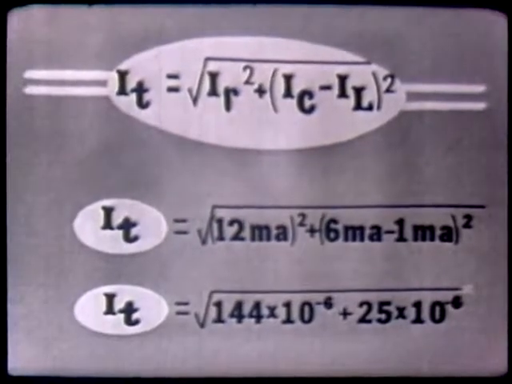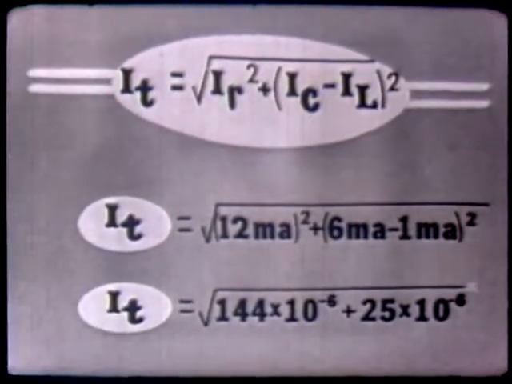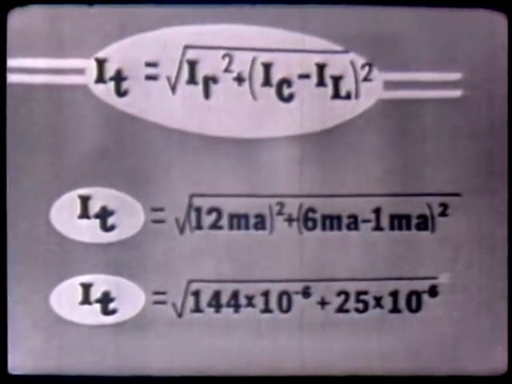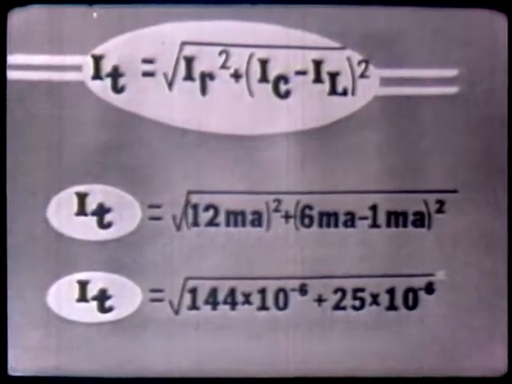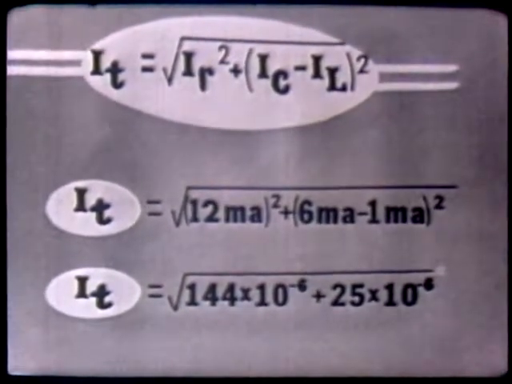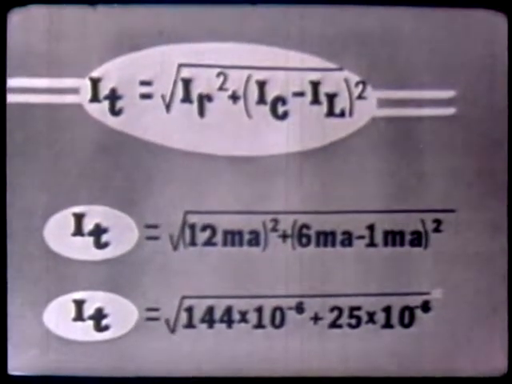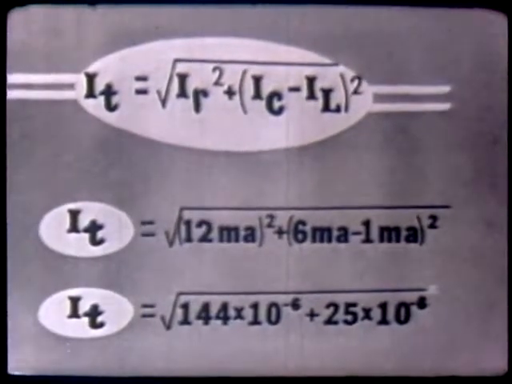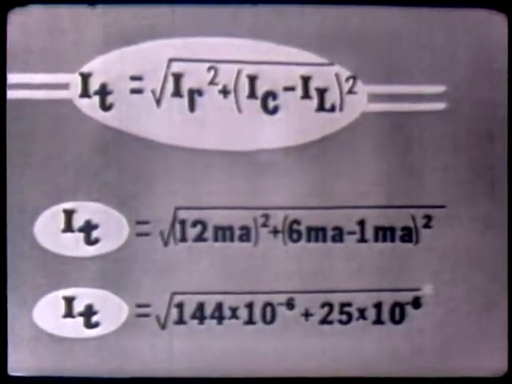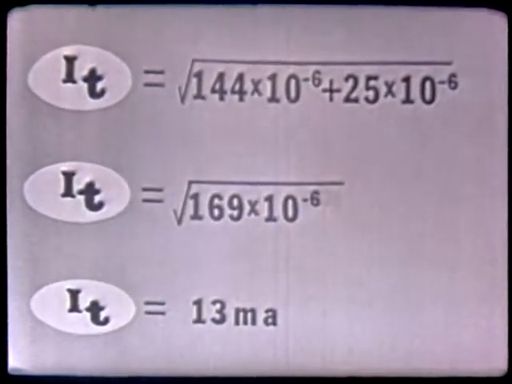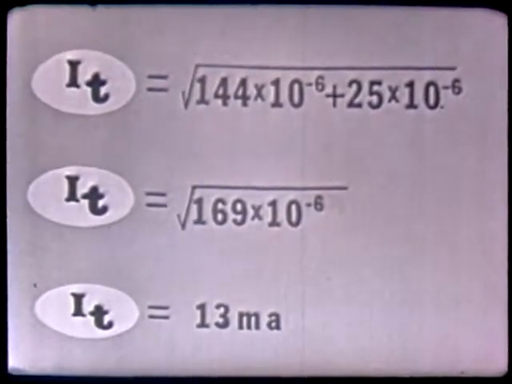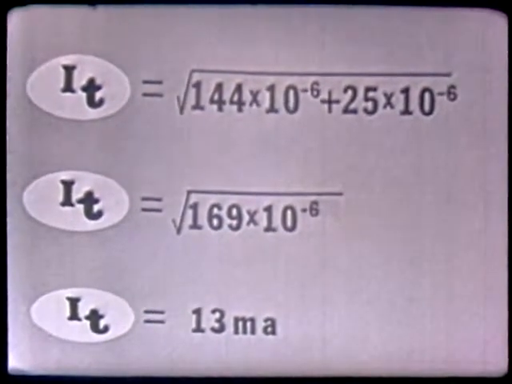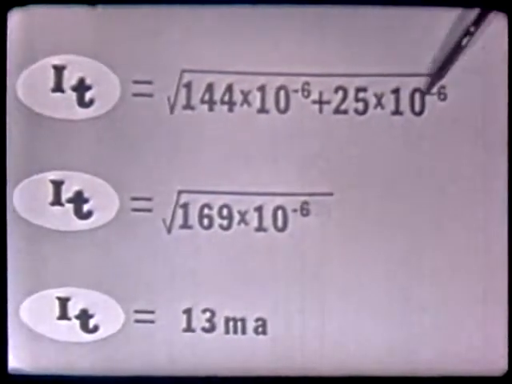Substituting into this formula 12 milliamperes for IR, 6 milliamperes for IC, and 1 milliampere for IL, and performing the indicated operations, we can see that 12 milliamperes squared is 144 times 10 to the negative 6. 6 minus 1 is 5. 5 squared would be 25, again times 10 to the minus 6, maintaining our exponent. Adding, 144 plus 25 would be 169 times 10 to the minus 6. Remember, when we add, our exponents remain the same.